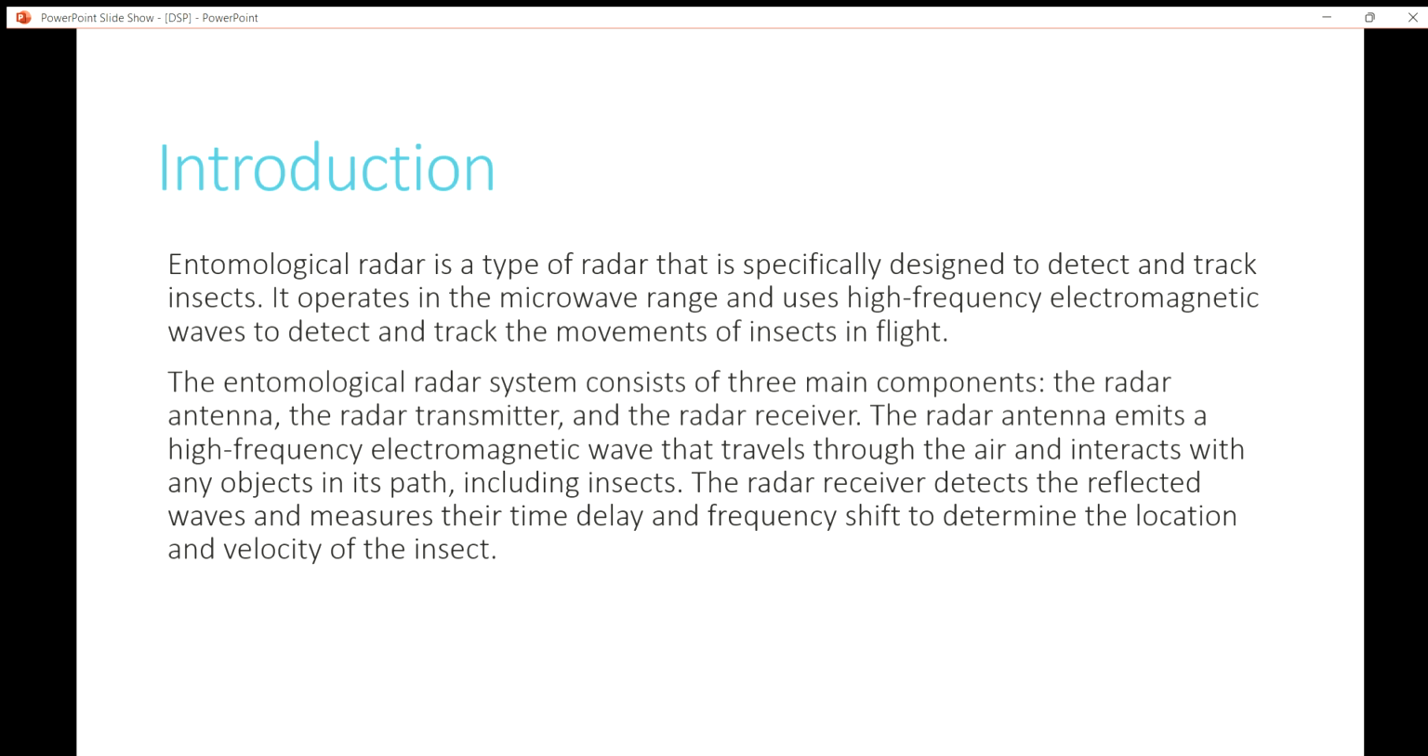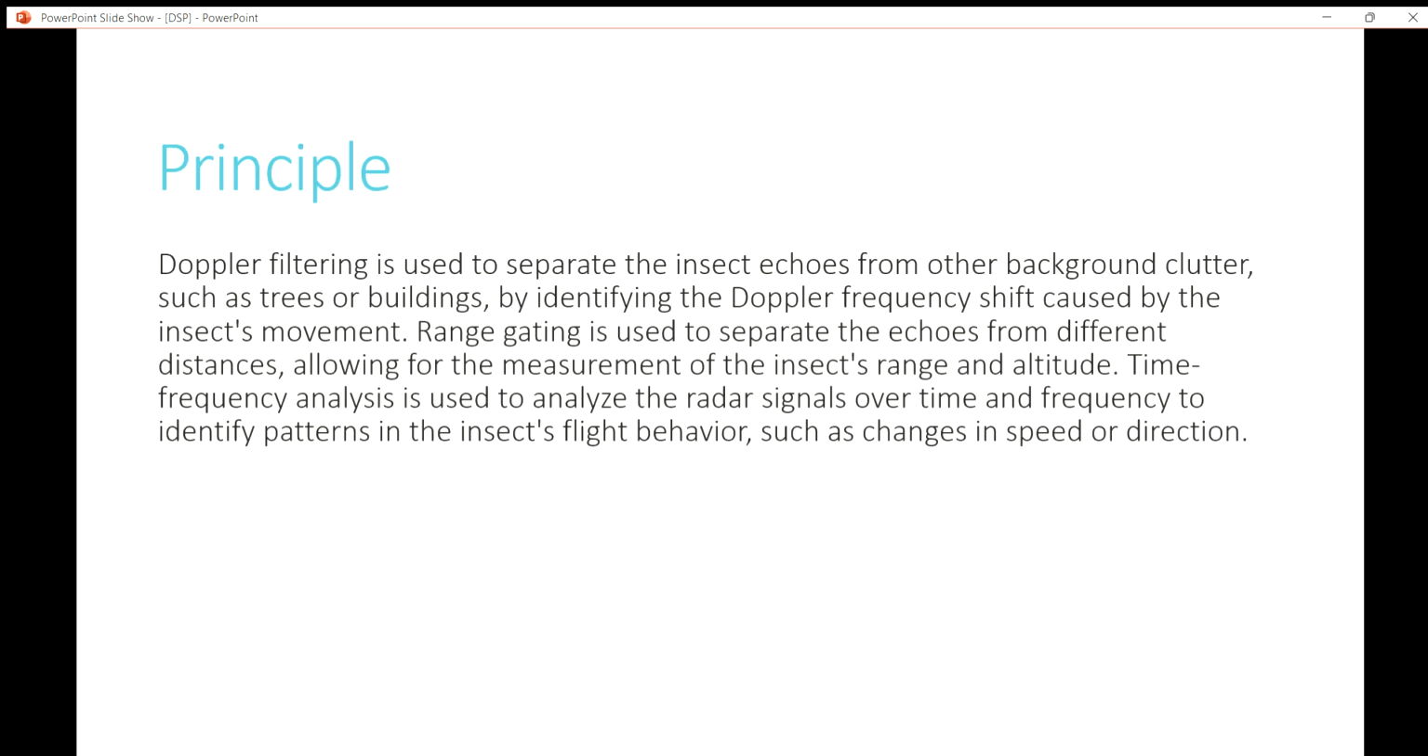So this is specifically designed to detect and track the movements of insects in flight, and it operates in the microwave frequency range. The major principle used in this is Doppler filtering, which is used to separate the insects' echoes from other background clutter such as trees or buildings by identifying the Doppler frequency shift caused by the insect's movement.